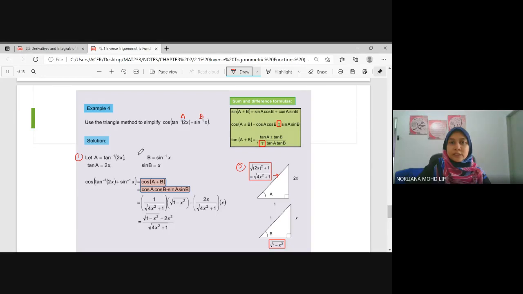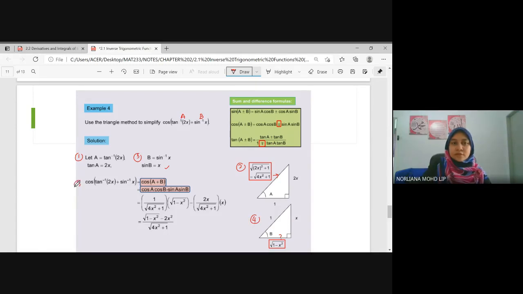Third, let B equal to sine inverse x, another inverse trigonometric function. So sine B equals x. Then we draw the right angle triangle for B. Sine is opposite over hypotenuse, x over 1. Then we find the adjacent side, which is square root of 1 minus x square. This is number 4 for the step.